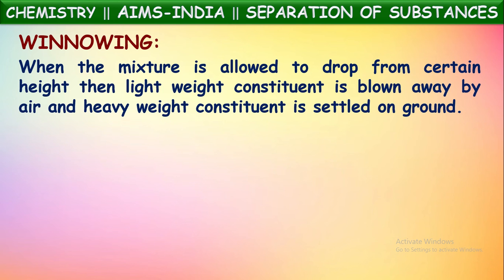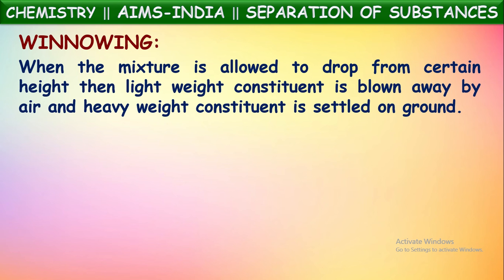Next, winnowing. When the mixture is allowed to drop from a certain height. So the mixture which is obtained in the threshing process, what they have done in the threshing process, the crop is beaten against a hard rock. Then the grains are separated from it. That is called the threshing process. Along with the grains, sometimes some other stones may come and even some grass also will remain or some husk will remain in the grains. So for the separation of all these from the grain, we use this winnowing technique.